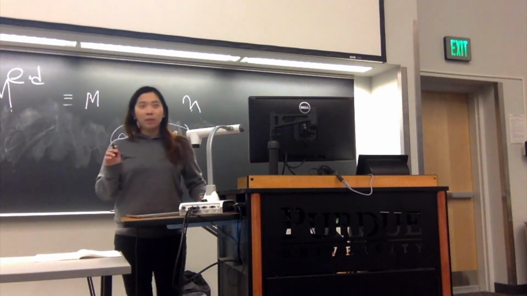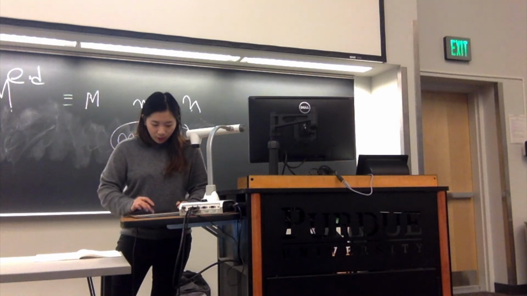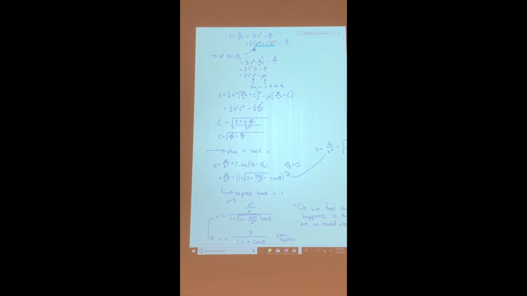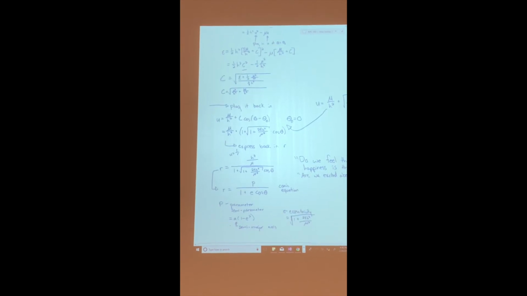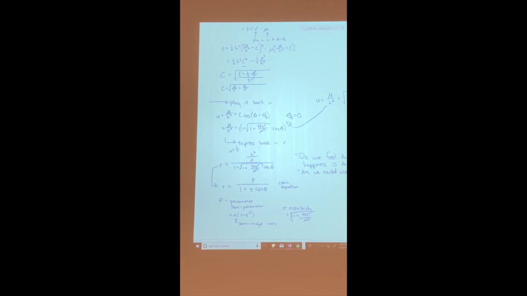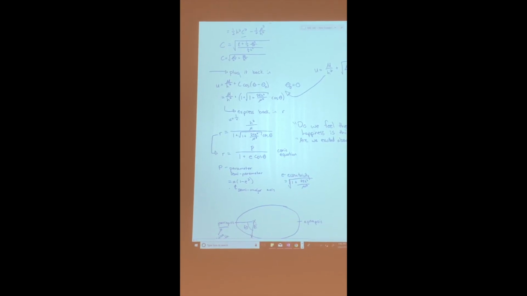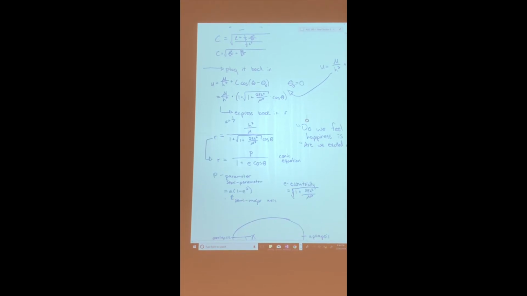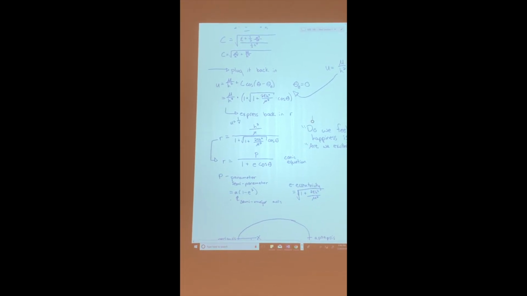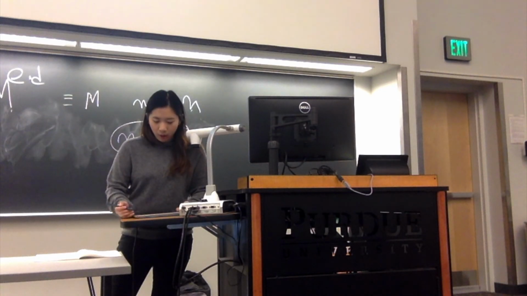All right, my name is Carmen, and we're going to plug everything back into the energy equation up here, and then we end up with the constant C in the term as well. Since we know the specific energy, we were able to solve for the constant C. We're just going to plug everything back into the velocity equation. We got r equals h squared over mu, over everything that we got from the previous equation, which is 1 plus the square root of 1 plus 2 specific energy h squared over mu squared, times cosine theta. Finally, what we got is the conic equation.